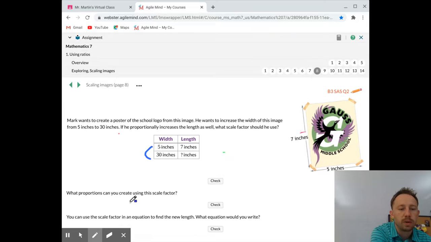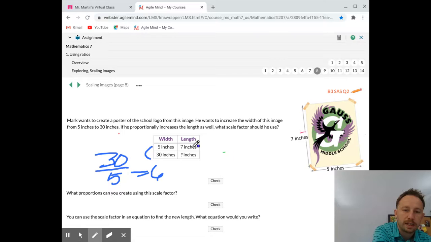Okay, so we actually divided earlier, but tell me what you would multiply to get 30. From 5 to 30, what would we do? Yeah, we'd multiply by 6. So 30 divided by 5 is 6. So that's our scale factor.